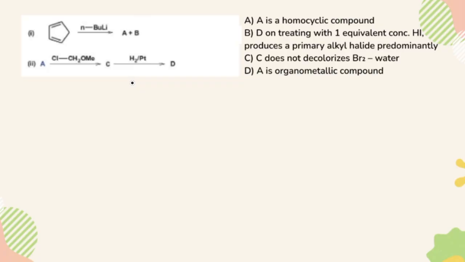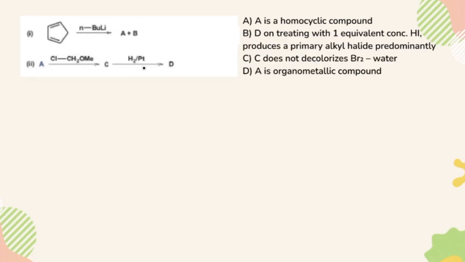Today let's solve one more question based on organometallic compounds. So what is the question here is that there are two reactions given here, reaction 1 and 2. Then you have to find out what are the products A, B, C, D and then check for the statements given here and choose the right options.